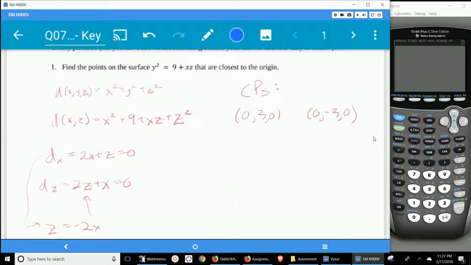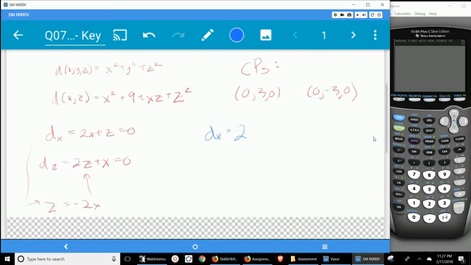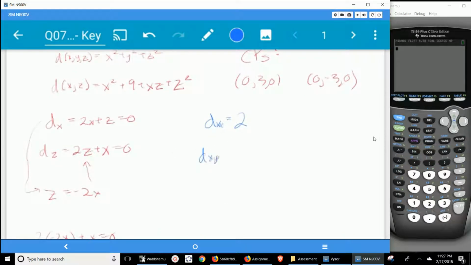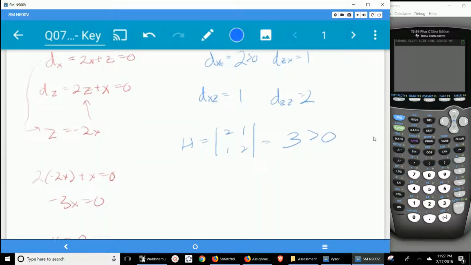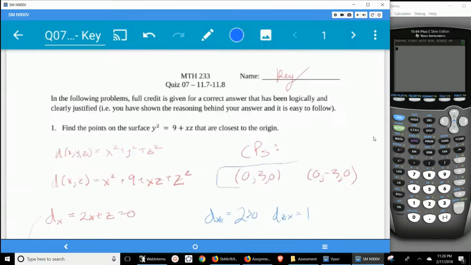So now we got to run the second derivatives test. dxx is 2. dxy is, or I'm sorry, dxz is 1. dzx is 1, and dzz is 2. So the Hessian is this, which is 3, which is positive. This thing is positive, so both are minima. So those are going to be our answers. Here are the points closest to the origin on the surface.